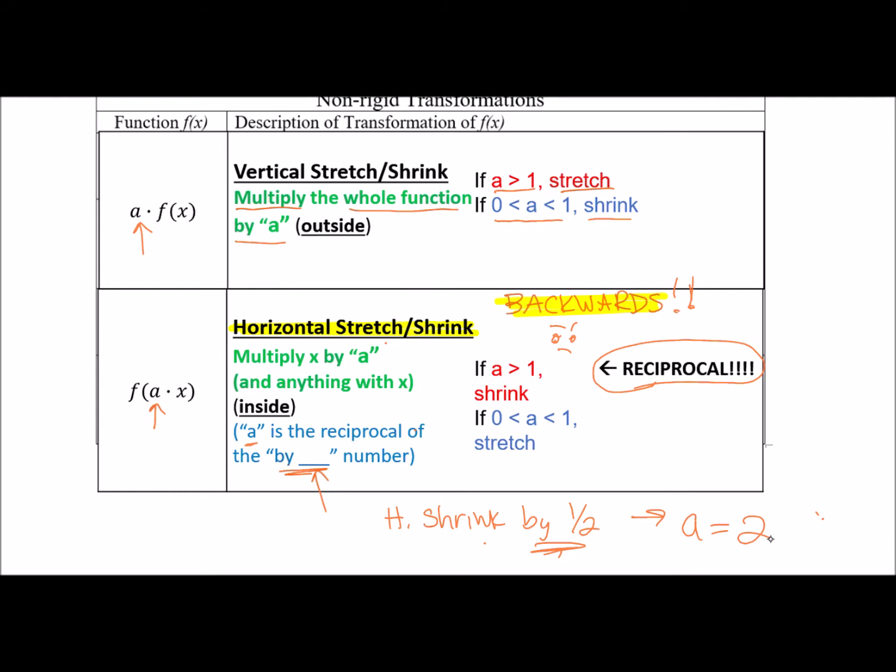And again, this is just an outline of it. I have this on paper to give you guys, or it's just online. This is something to refer back to, but you have to see examples for it to really make sense. Inside, outside. If A is greater than 1, it's actually a shrink because of the whole reciprocal thing. So there's opposite. If it's a fraction between 0 and 1, the A, then it was actually a stretch.